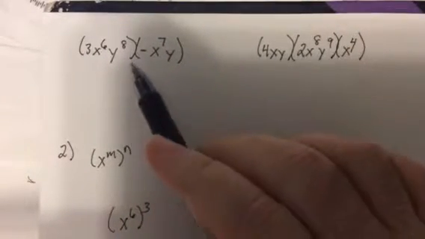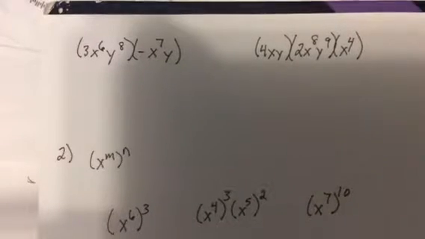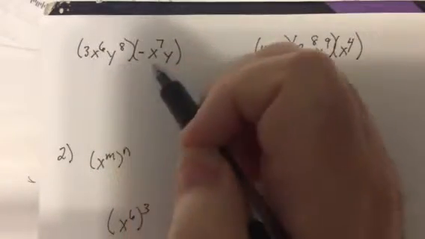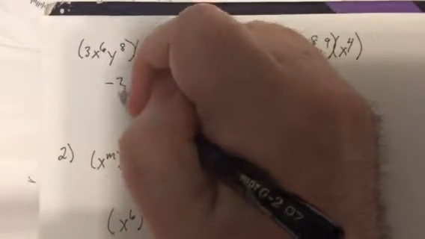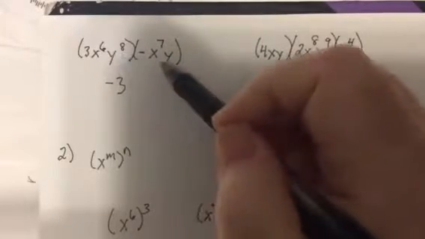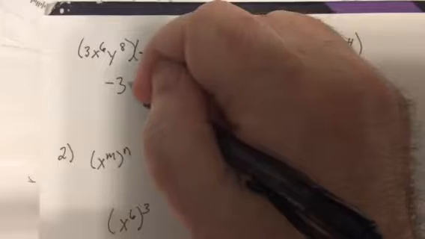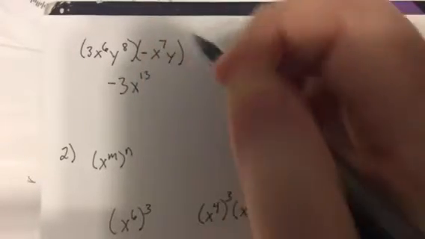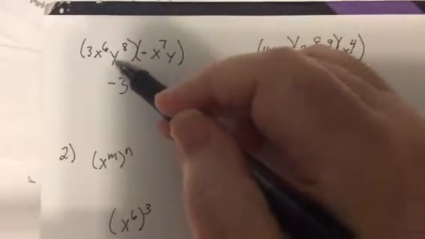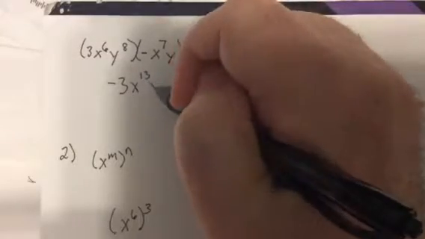Anyways, do these two problems here. If you need to stop the video to do it, go ahead. But here we go. 3 times -1 would be -3. x is 6. I remember when you multiply two things with the same base, you add the exponents. If this doesn't look familiar, look at the last video again. y to the 8 times y is y to the 9th.